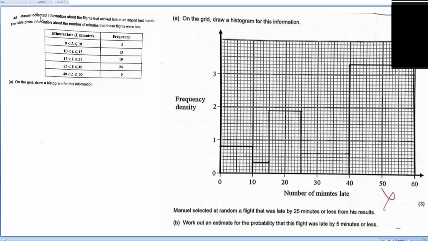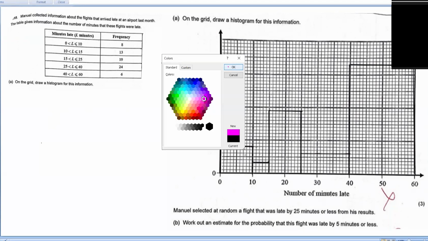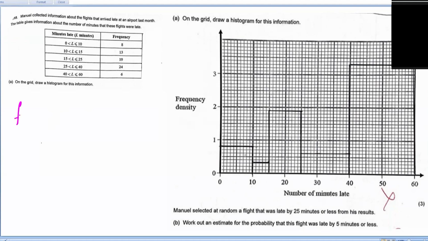So we know straight away the formula for a histogram. Do you remember it? Put it in the chat. It was frequency density. Let me know if I've written it right. Frequency density equals frequency divided by class width. Yeah? You remember that formula?